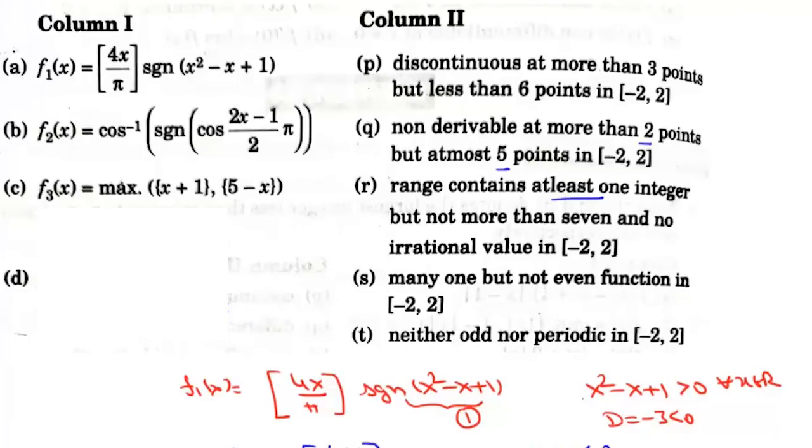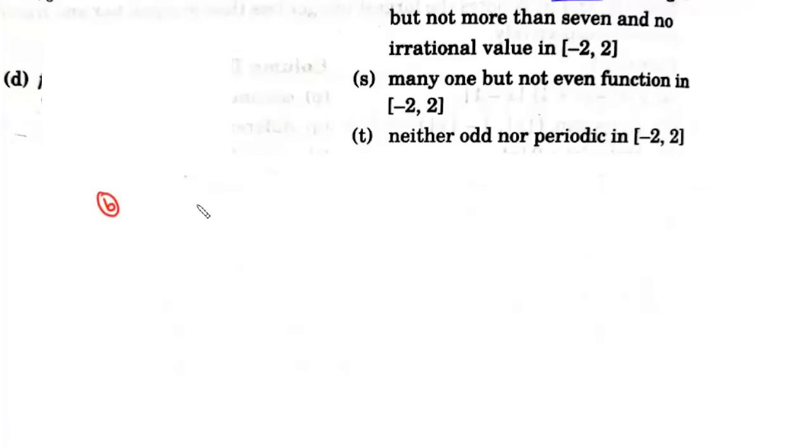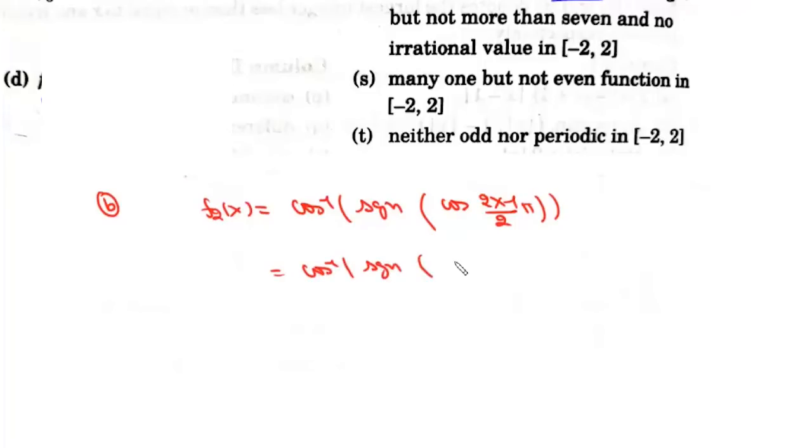Now we look at the second one. Now this second function we have is f2x equals cos inverse of signum cos of (2x minus 1) by 2 into pi. Now we can write this as cos inverse and then signum of cos of pi by 2 minus pi x, which is sin pi x. So this is cos inverse signum of sin pi x. Now we'll start drawing the graph of f2x from minus 2 to plus 2.